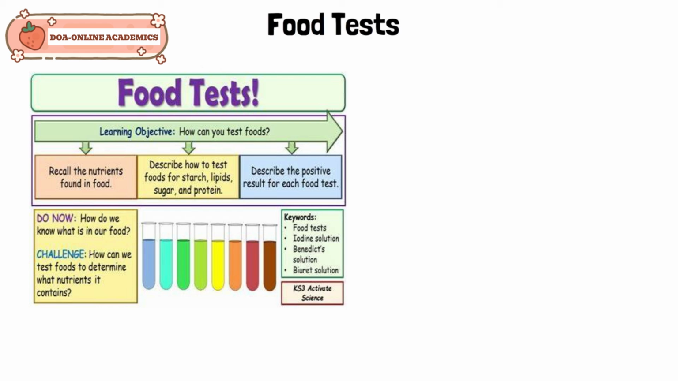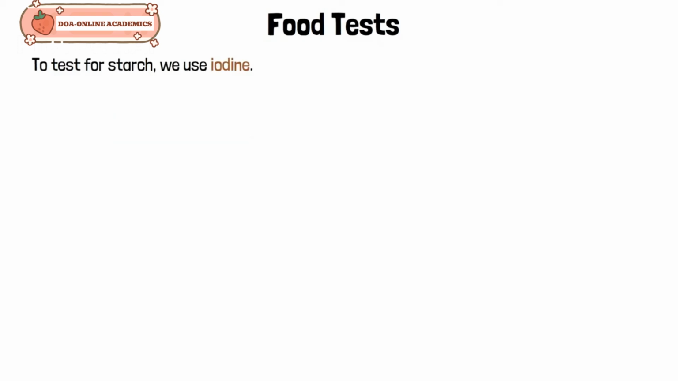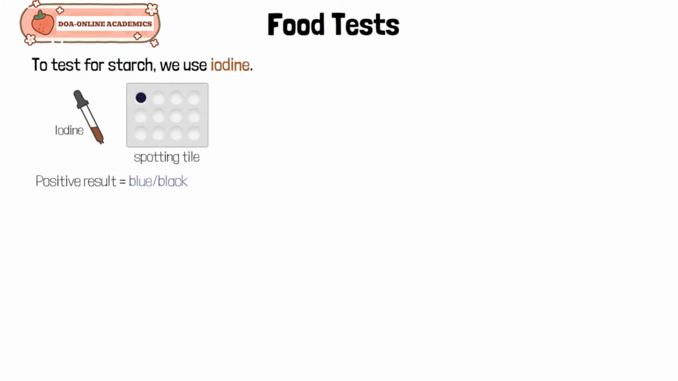To test for starch we use a brown liquid called iodine. Using a dropper we add a few drops of the liquid to the food sample in a spotting tile, and if starch is present, iodine will turn blue or black. If there is no starch in the sample, the iodine will remain brown.